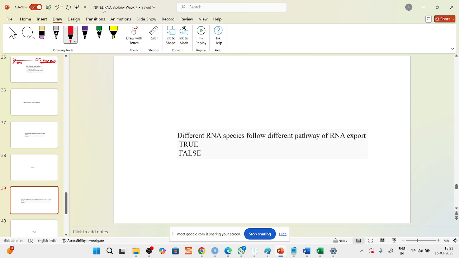Is it true or false? So we have already discussed a wide variety, I mean, the range. There are different transport mechanisms for tRNA, miRNA, siRNA, snRNA. So what should be the answer of this question? Different RNA species follow different pathways of RNA export. True or false? I'll give you 2 minutes.